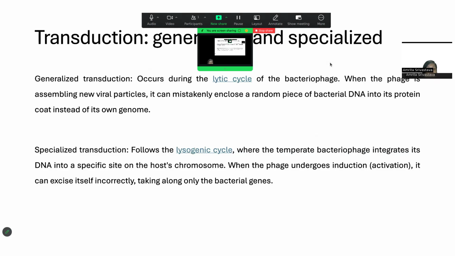In specialized transduction, it follows the lysogenic cycle, where the temperate bacteriophage integrates its DNA into a specific site on the host chromosome. When the phage undergoes activation, it can excise itself incorrectly, taking along only the bacterial genes.